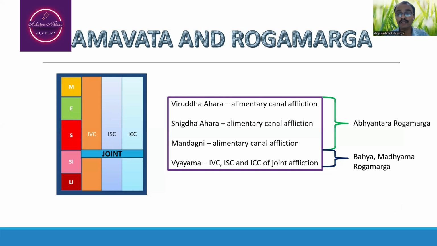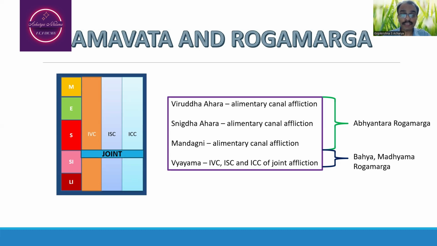As far as amavata and rogamarga are concerned, viruddha ahara is considered to be incompatible food substances, where there may be a possibility of alimentary canal dysfunction. Because of viruddha ahara, there may be inflammation in the stomach, small intestine or large intestine. Snigdha ahara: when the person consumes an excess amount of snigdha ahara, it is responsible for poor digestive activity. The third aspect is mandagni.